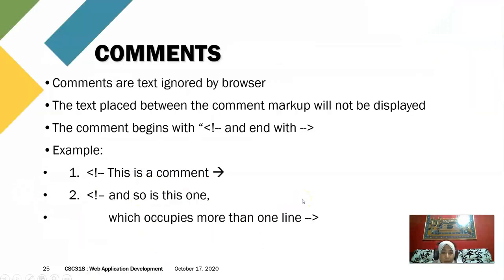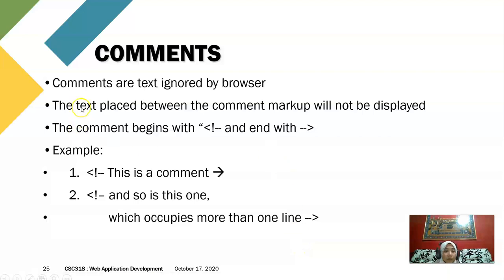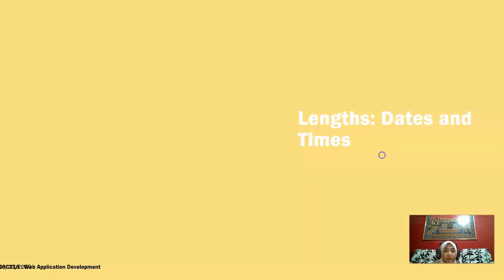Next, we look at comments, which are also important in your web design. There are two ways to write your own comment. Number one is a comment for a single line. Number two is for multiple lines. Comments are text ignored by the browser, so tags placed inside the comment will not be displayed. This is the same as what you have learned in your programming subject.